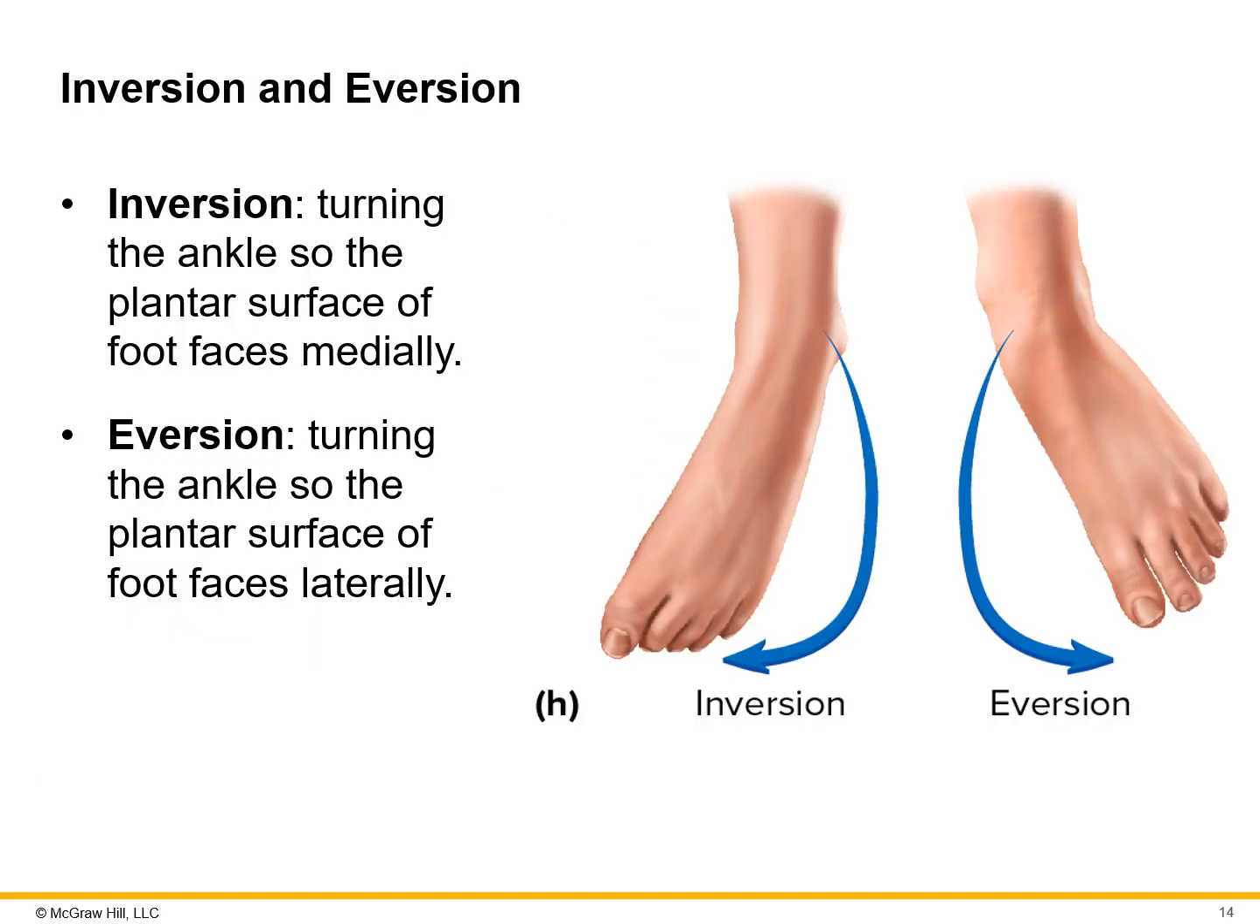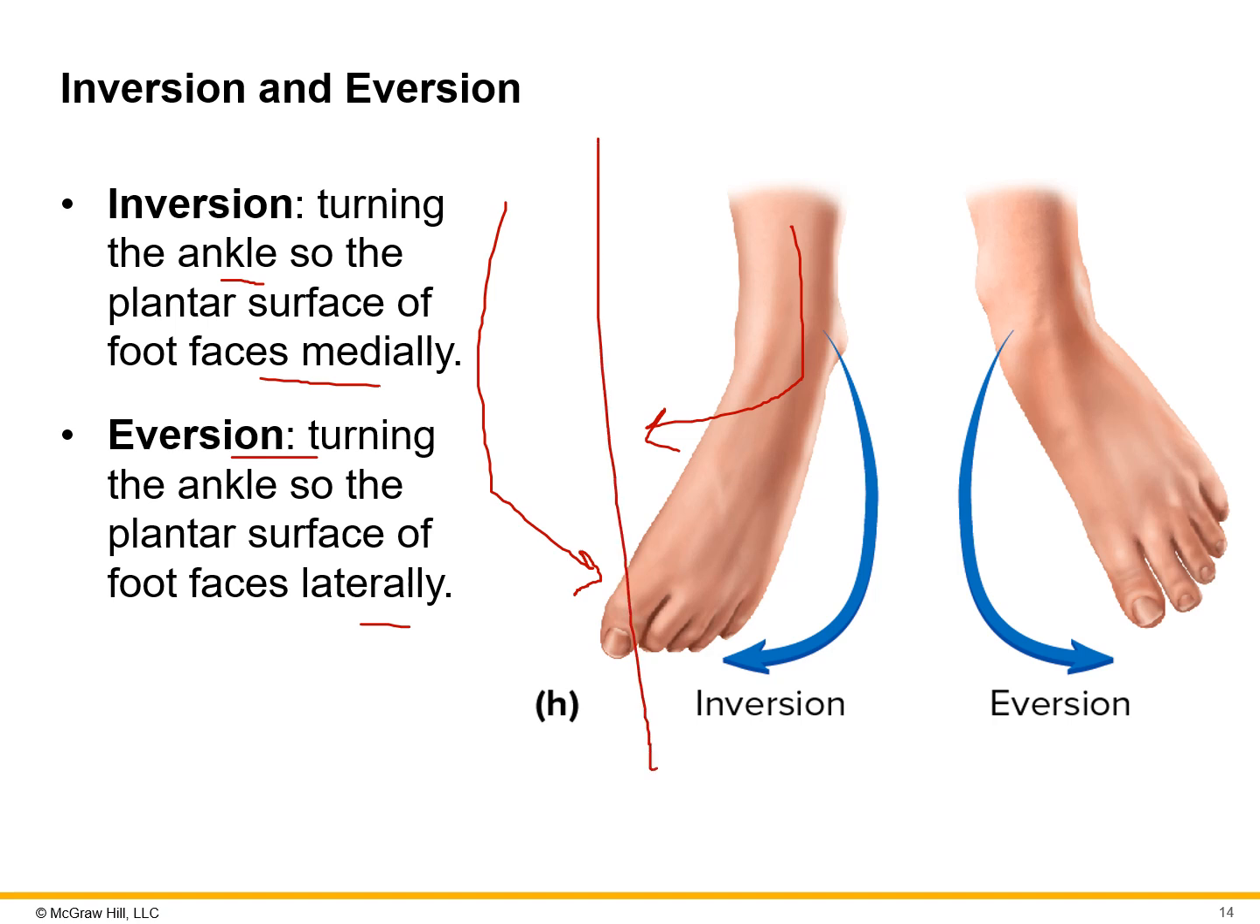Then we have inversion and eversion. Inversion would be turning the ankle so that the foot is going medial, and eversion would be turning the ankle so that it's more lateral. So again, if we look at our foot here, we're moving it more toward the midline. The other foot is here, so we're bringing our feet together toward that midline. So inverting our feet would be bringing our feet toward the midline.